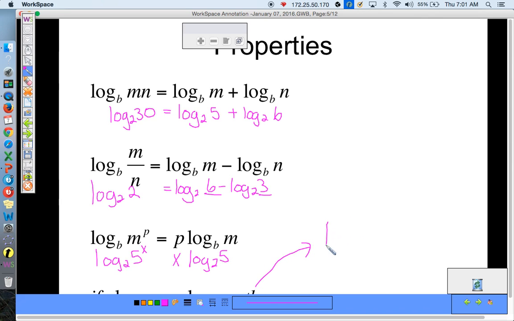And then this last one, all it's saying is if we have a single log on each side, and the bases are the same, well then 5 has to equal x.